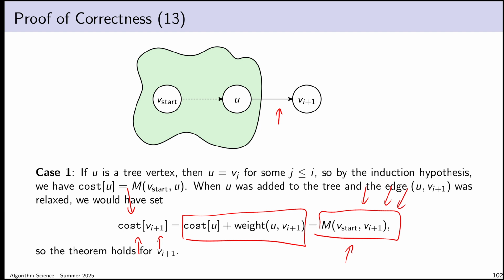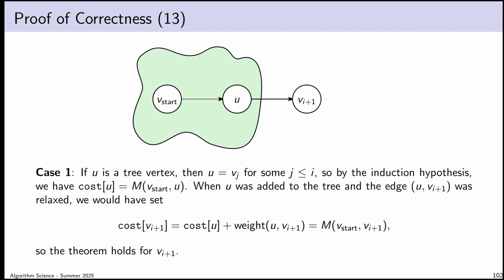because this value is going to be smaller, because this value is the minimum. In any event, at the end of the iteration where I added vertex u, the cost of vi plus 1 was the true minimum cost, and that means when I finally pulled in vi plus 1, of course this cost wouldn't have gone down, and so the theorem holds. At that moment, the cost was the true minimum.